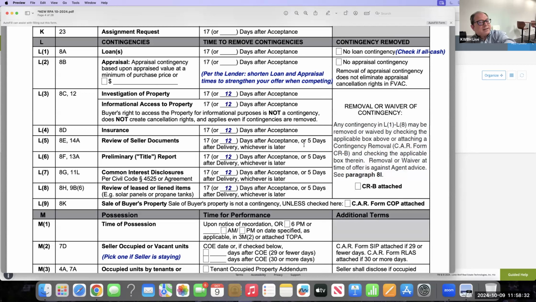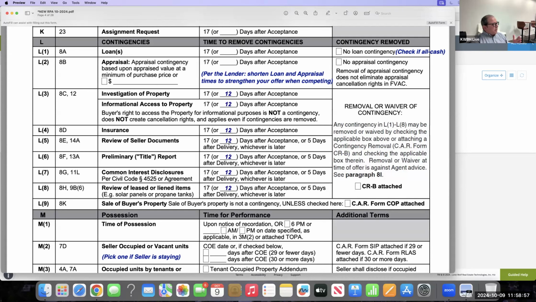This is protecting the buyer to make sure that they have at least 5 days after delivery. They can't give it on day 11 because they have only 7 days. Correct. Hopefully. So I like to get disclosures, hopefully, before the inspectors come.